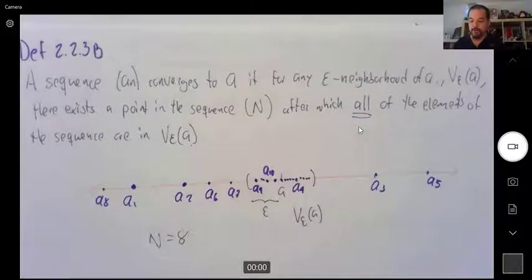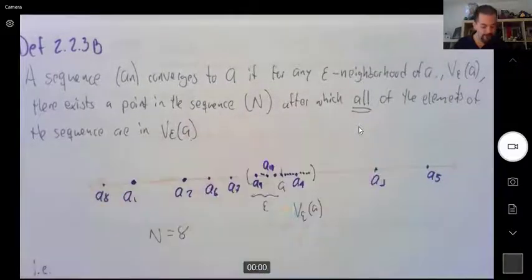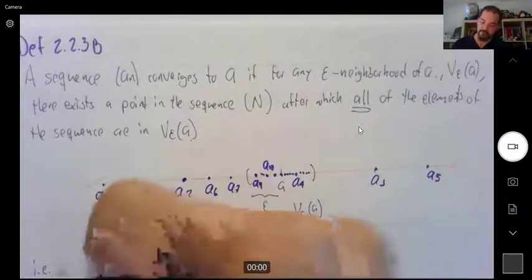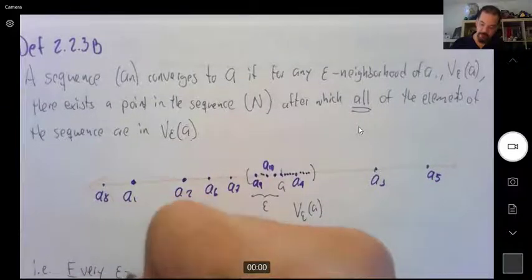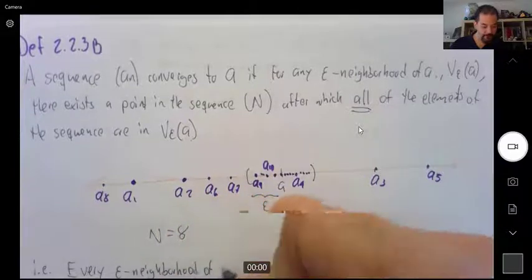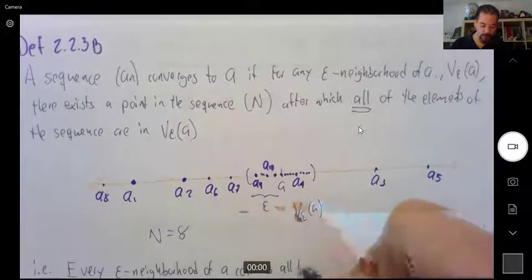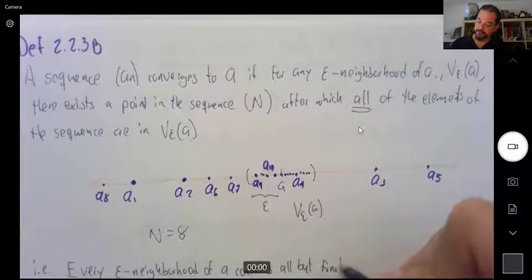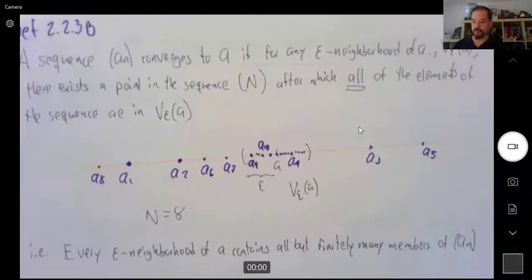So you can even write it without the N. So you can say it like this: every epsilon neighborhood of A contains all but finitely many members of a_n. That's like a one-sentence definition of convergence, right?